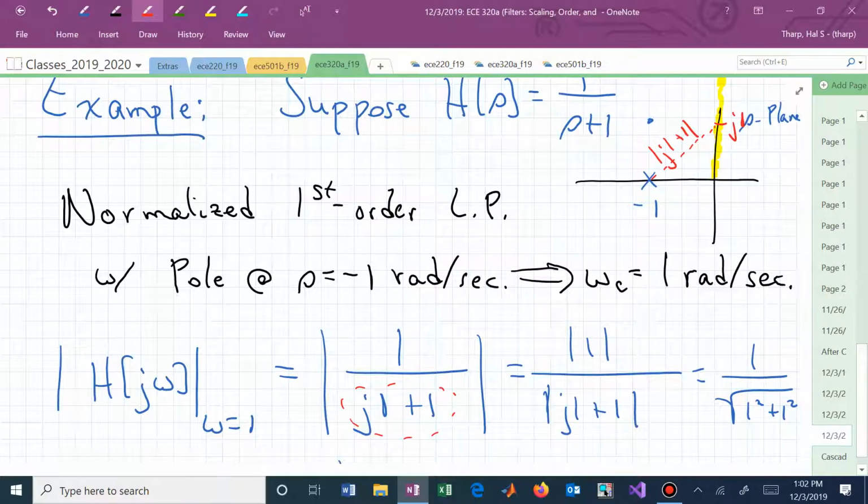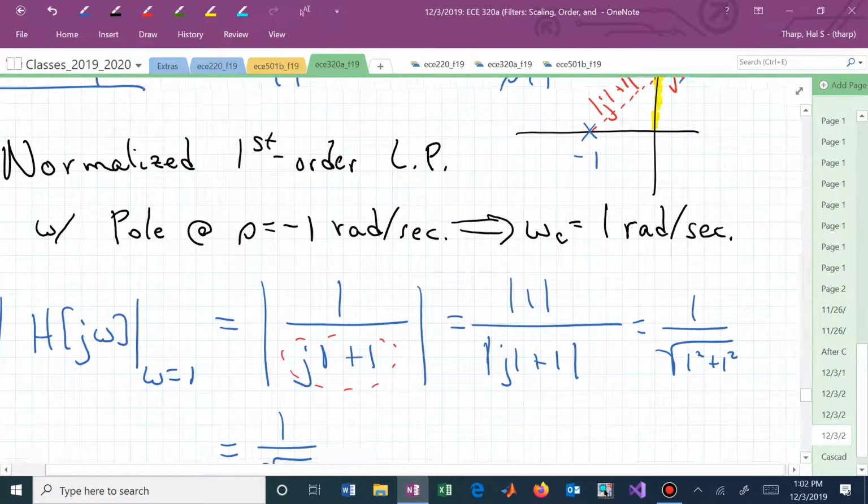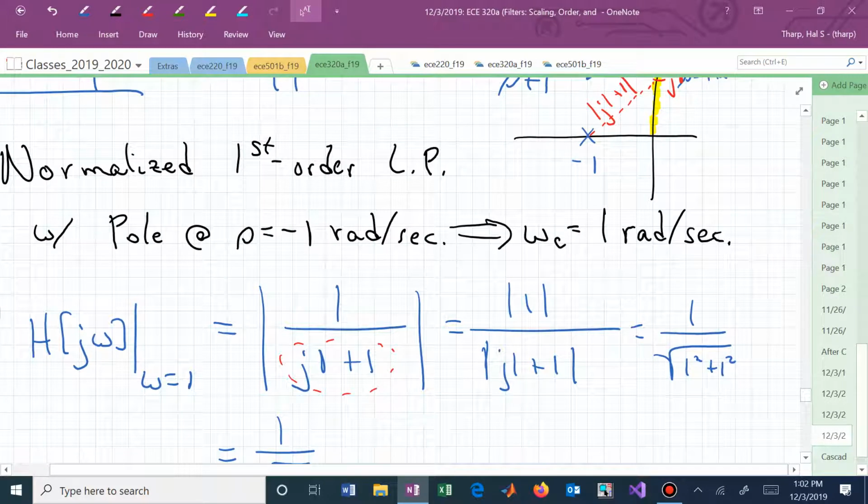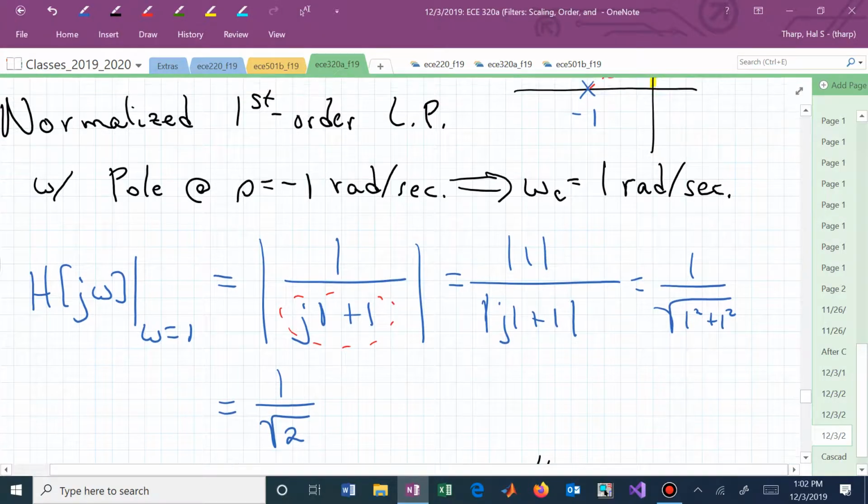The numerator was just a 1. It didn't have any finite zeros involved. We take the magnitude of 1 plus j1, which is now the square root of 1 squared plus 1 squared, or the square root of 2. We now end up with an actual value for the absolute gain at the break frequency of 1 over the square root of 2, or 0.707.